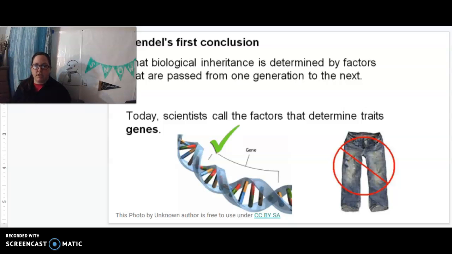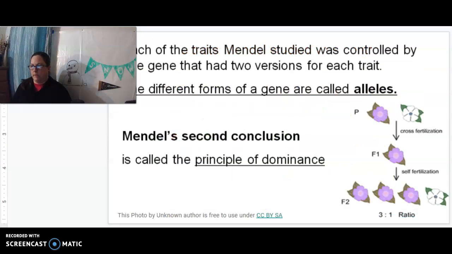We call those genes. Genes are coded for in our DNA. We're not talking about these kind of genes. It's also spelled differently. So these are the genes that we're talking about. Each of the traits that Mendel studied was controlled by one gene, so that made it simple. That had two versions for each trait. Different forms of a gene are called alleles.